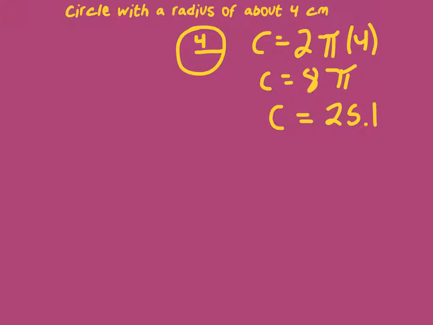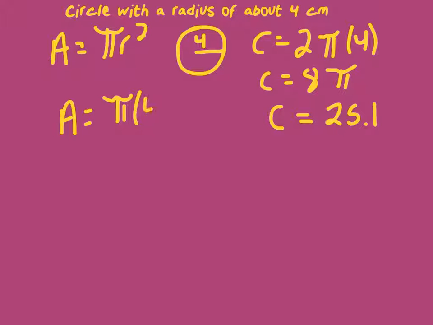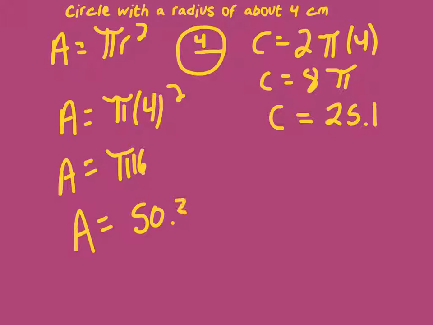All right. To find the area, it's going to be pi r squared. And instead of r, we're going to put in 4. And then we're going to get pi times 16 because 4 squared is 16, and 16 times pi gives me an answer of about 50.3 centimeters squared. So here we have the circumference and the area of our second figure, the circle.